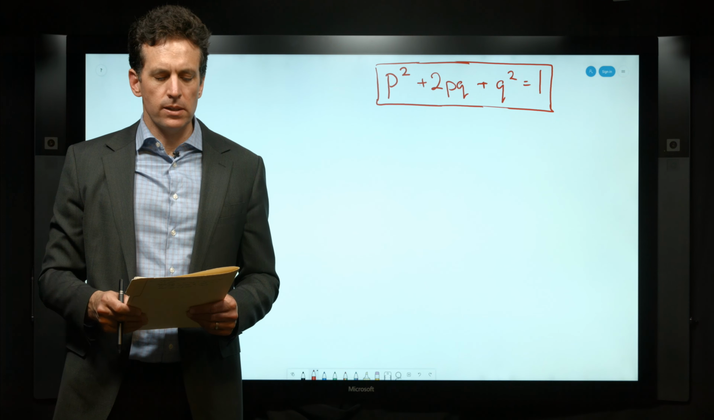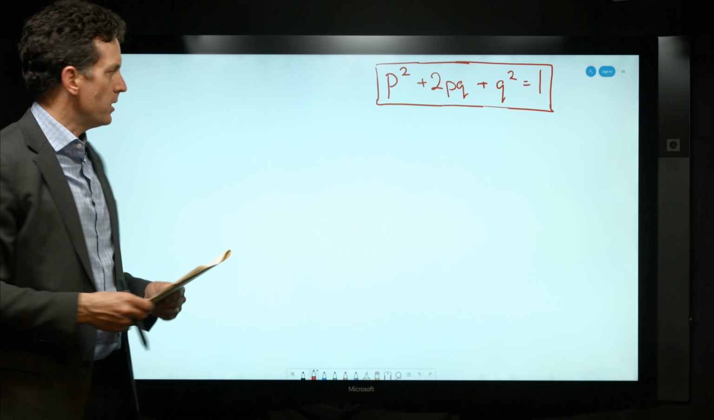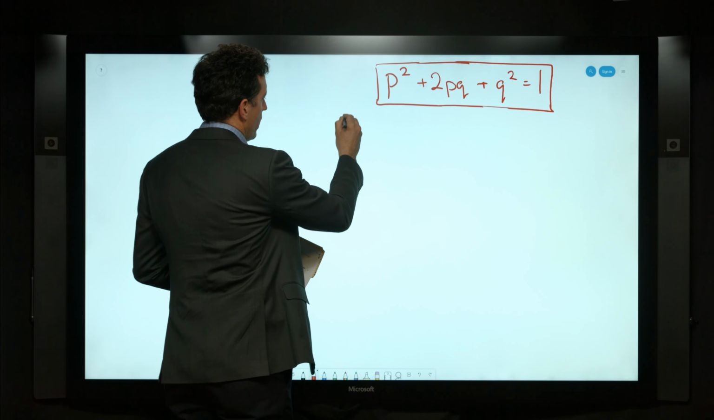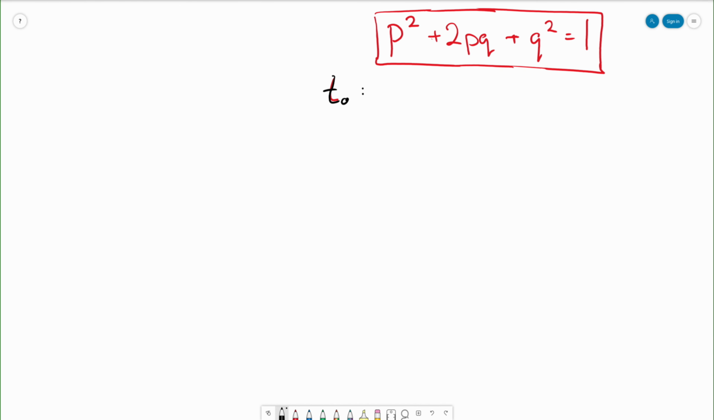All right, so now let's ask how we can use Hardy-Weinberg to predict the genotype frequencies in the next generation. So let's think about our initial generation, which we'll call T0, and let's think about some genotype frequencies. The frequency of the big A homozygote here is 0.64. The frequency of the heterozygote, big A, little a, is 0.32. And the frequency of the little a homozygote is 0.04. And so we have our genotype frequencies.